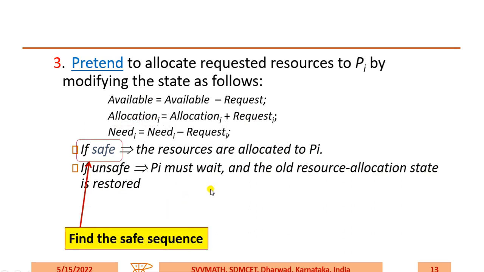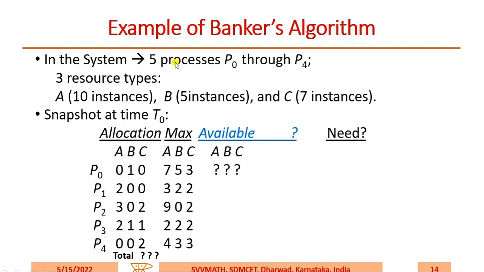So safe, how to find out? Just now in the previous slide we had discussed how to find the safe sequence. That is the algorithm we use here. Take one simplest example of Banker's algorithm. In the system I have 5 processes P0 through P4, and 3 resource types A, B, C. A has 10 instances, B has 5, C has 7. Now can you write the available? Maximum is this much. And can you write the need?